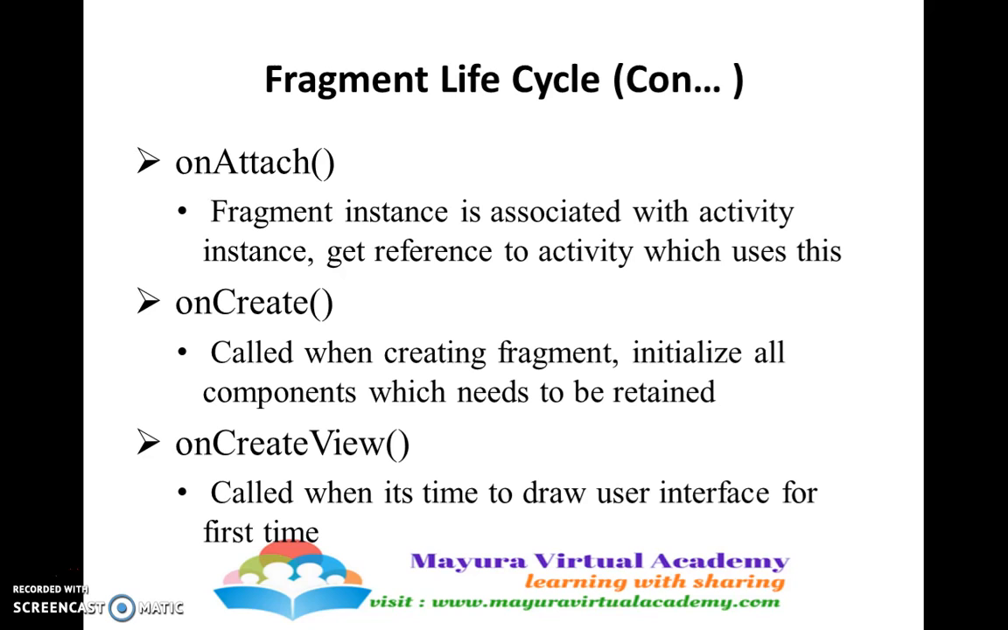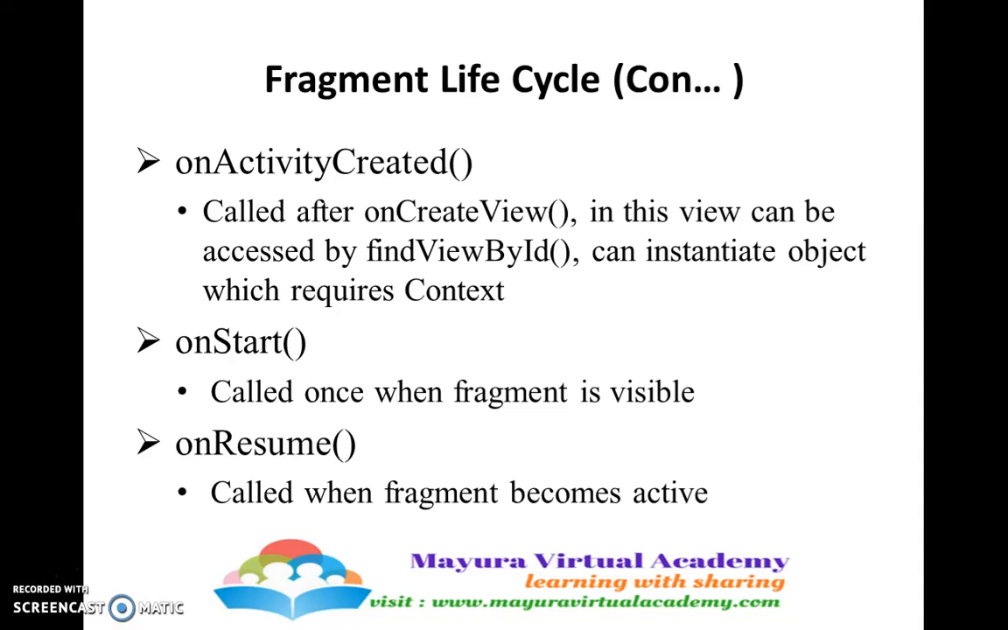So as I explained, onAttach is where we get an instance of an activity. We get the reference of the activity in which the fragment is hosted. onCreate is where we initialize all the components that we need. onCreateView is called only one time to draw the user interface. onActivityCreated means the activity is created, where we can access all the components using findViewById. onStart is called once the fragment is visible. During the resume state, the user will be interacting with the fragment.